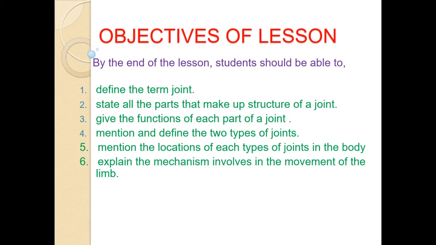Objectives of lesson. By the end of the lesson, students should be able to: 1. Define the term joints. 2. State all the parts that make up the structure of a joint. 3. Give the functions of each part of a joint. 4. Mention and define the two types of joints. 5. Mention the locations of each type of joint in the body. 6. Explain the mechanism involved in the movement of the limb.